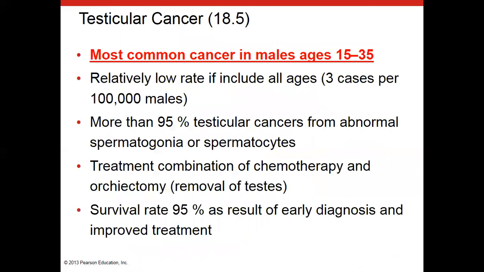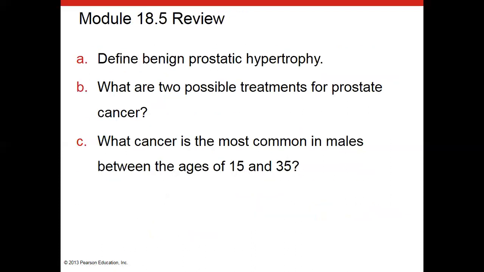Testicular cancer is actually the most common cancer in males aged 15 to 35, but it's a really low rate if you include all ages. More than 95% of testicular cancers come from abnormal spermatogonia or spermatocytes, and the treatment is typically chemotherapy or removing the testis. But the survival rate is super high as long as early diagnosis and early detection occurs, and treatments are always improving.